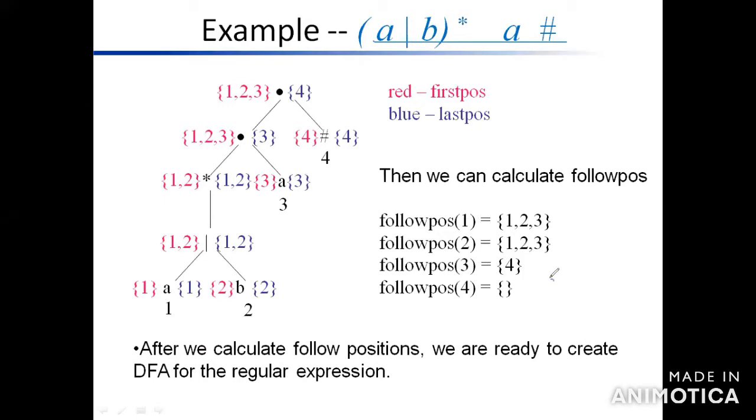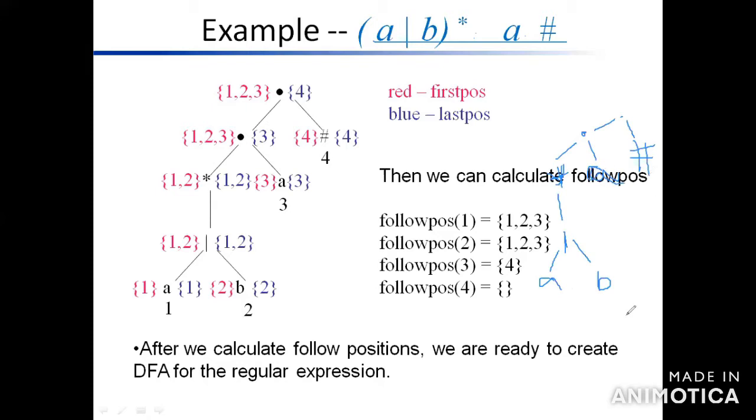What will we do? First I draw the syntax tree: (a|b), then the star, then a. Here the dot symbol indicates a cat node, then a dot a, then a cat node. Everything is indicated by the dot symbol, and the cat node with the hash symbol. This is the first tree. Now you can check the syntax tree: all the internal nodes are operators, and the leaves are alphabet symbols.